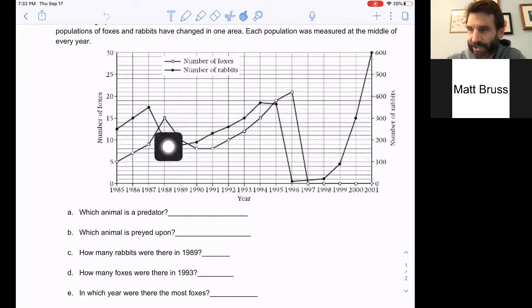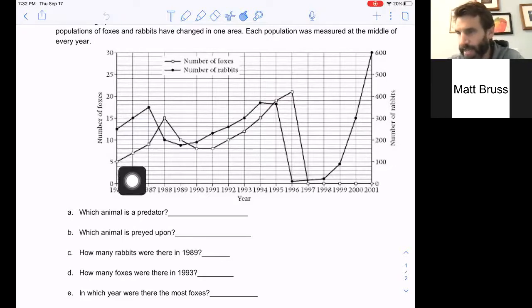What you can see in this graph is that they have two different y-axes. On the left side, the y-axis represents the number of foxes. So if I look at the year 1985 and I scroll up to the number of foxes, I can see right here that there are 5 foxes in 1985. In 1988, if I scroll up, there are 15 foxes in 1988.